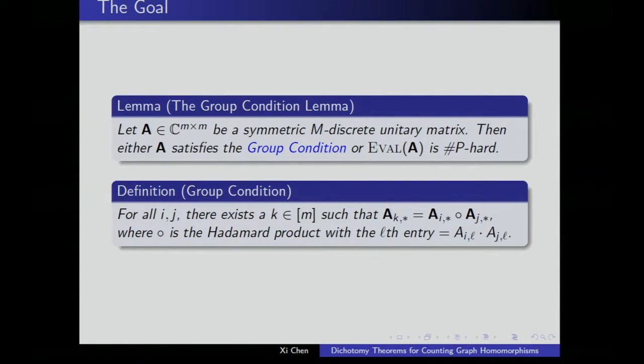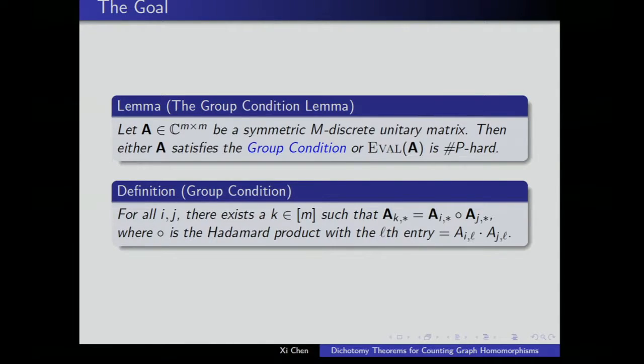And here is the so-called group condition lemma. It basically says that if you have a matrix, which we already know is discrete unitary for some integer m, then either this matrix satisfies the group condition, which I'll define next, or you can already show that the problem is Schaeffers. If it violates the group condition, then you can already show that the problem is Schaeffers.